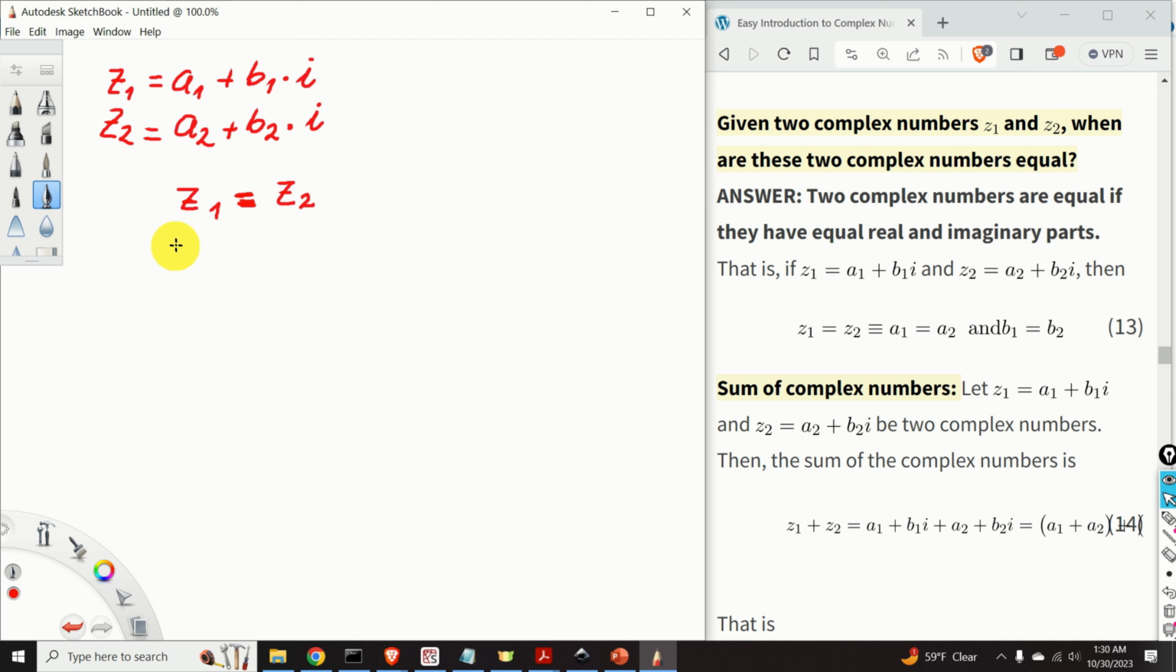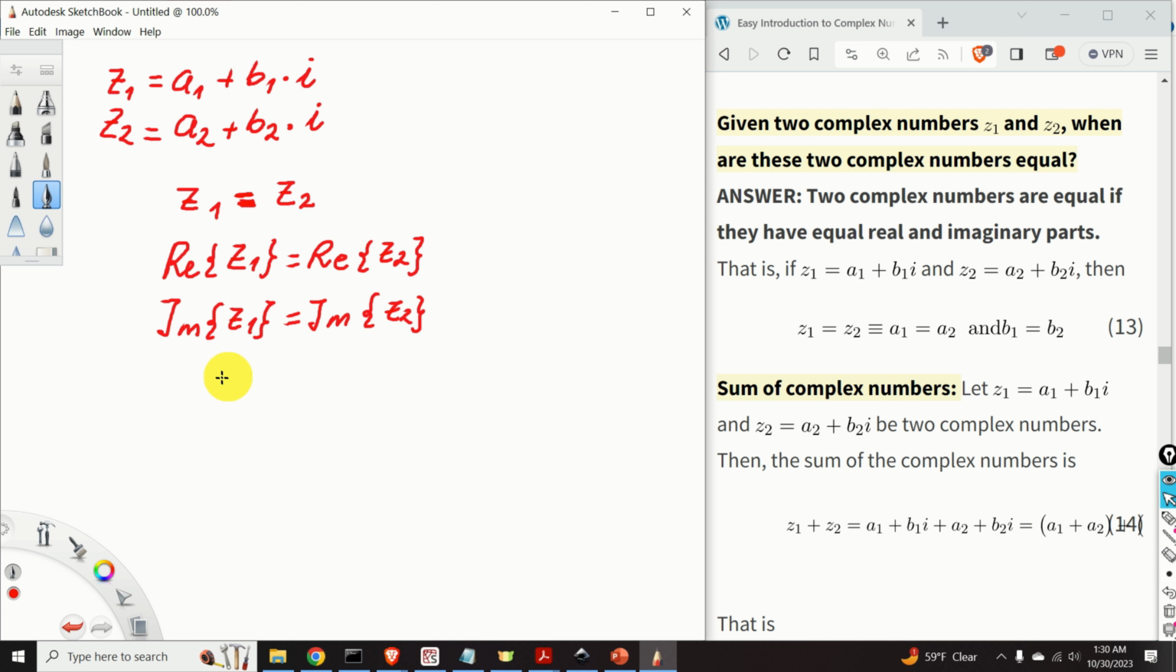That is, the real part of z1 has to be equal to the real part of z2, and the imaginary part of z1 has to be equal to the imaginary part of z2. From here we obtain the following: a1 should be equal to a2, since these are the real parts, and b1 should be equal to b2.